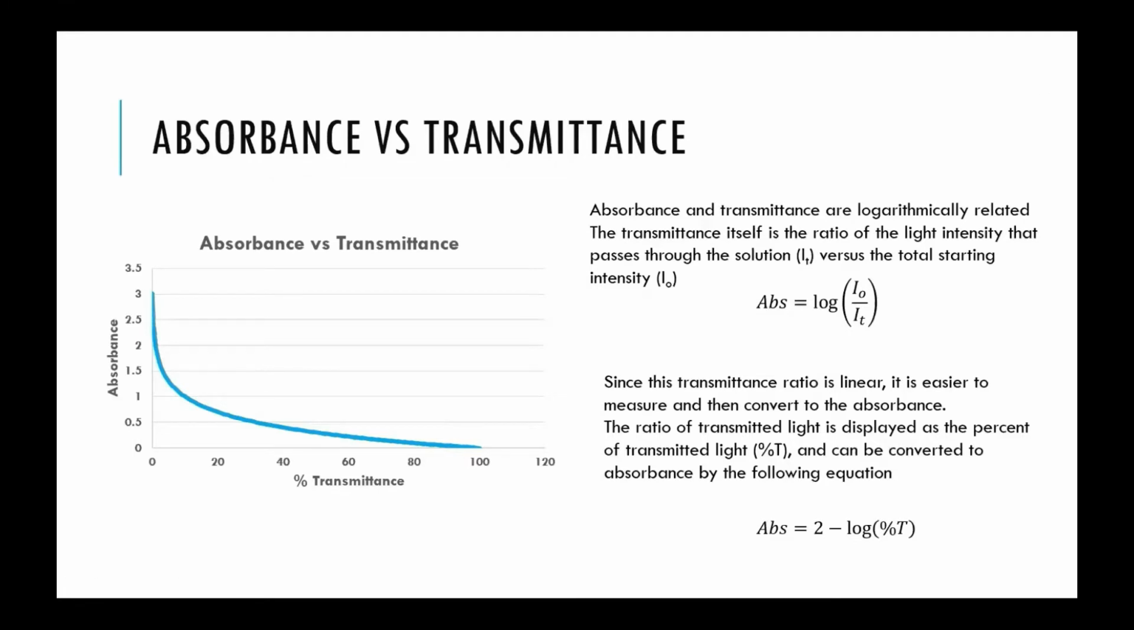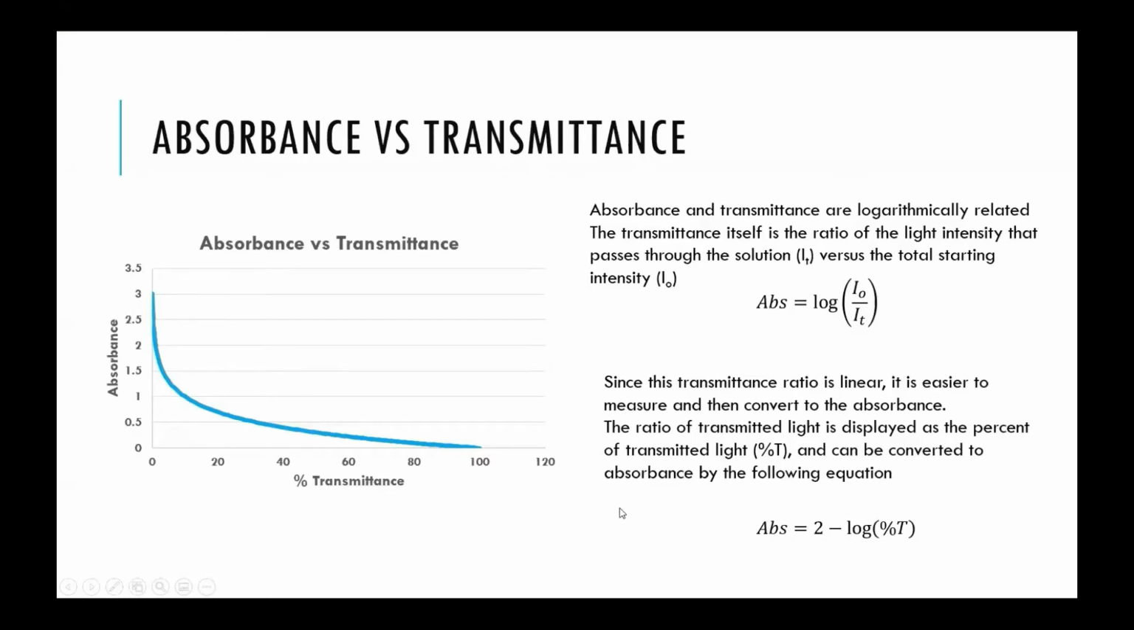Absorbance and transmittance are not linearly related. While transmittance is the amount of light that passes through to the other side, absorbance is the amount of light that's blocked. It's not a direct linear relationship. They are logarithmically related to each other. So as the transmittance decreases and the absorbance increases, it's increasing by a greater amount at this low percent transmittance.